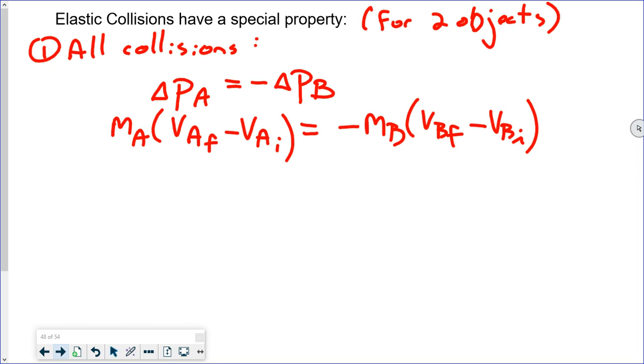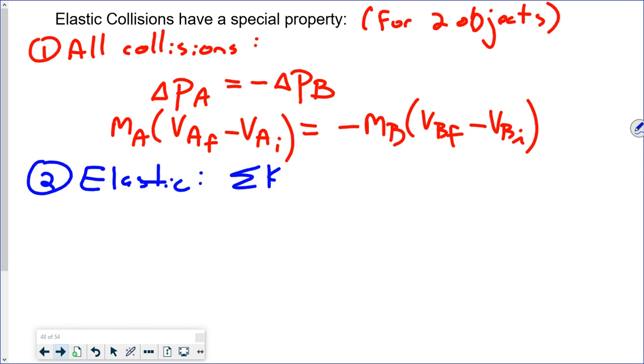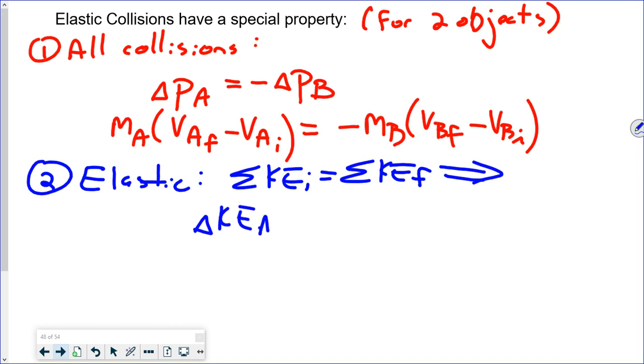Now, second, if it's elastic, then that means that the total kinetic energy before the collision is equal to the total kinetic energy after the collision. Notice that's the same as saying that the change in kinetic energy for object A is equal to, but opposite, the change in kinetic energy for object B, right?